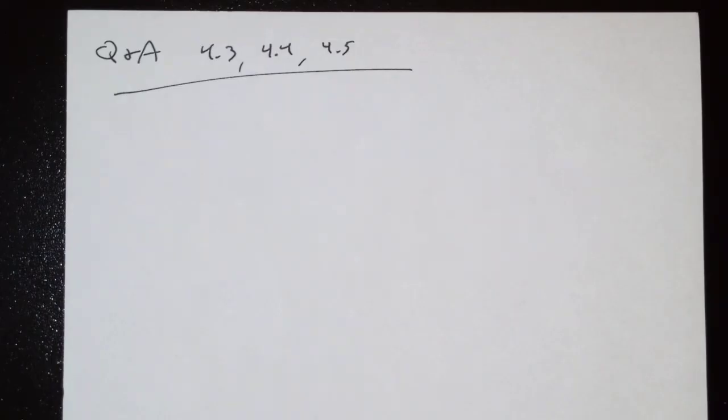Okay, people, 4.3 is what derivatives tell us about graphs. 4.4 is L'Hopital's and indeterminate forms. And 4.5 is putting it all together and sketching curves. What questions do you have?